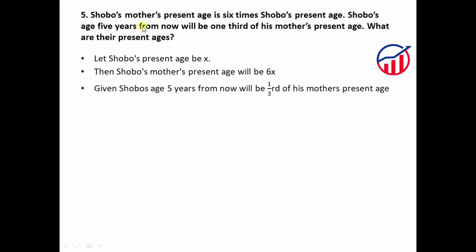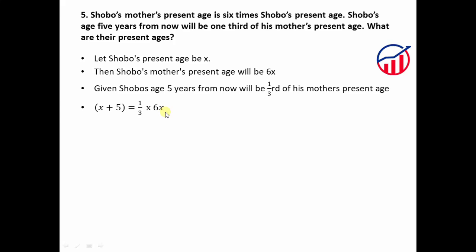Given that Shobo's age 5 years from now will be 1/3 of his mother's present age. So Shobo's age 5 years from now will be what? 1/3 of the present age. So how do you express it? You can express it by Shobo's current age is x. So 5 years from now, which is x plus 5, it will be 1/3 of his mother's age.